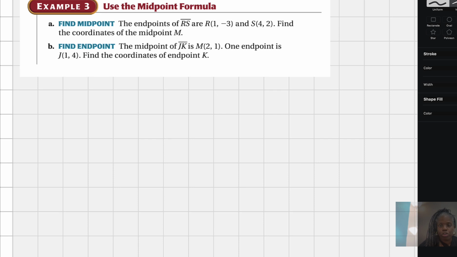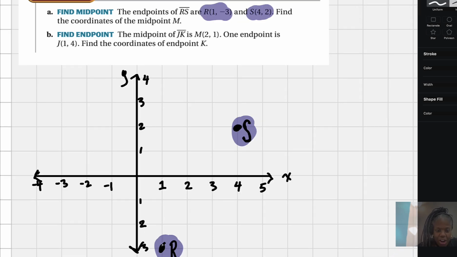Let's do that. I'm going to draw an XY axis. So I've highlighted points R and S, and I'm going to draw the segment here. Let me use a pen instead of a highlighter. I'm going to draw the segment RS. What we're asked to do is to calculate the midpoint. We don't need to draw this picture. I'm telling you that. I just like to do it because I think it's going to help us visually see how things are working out.